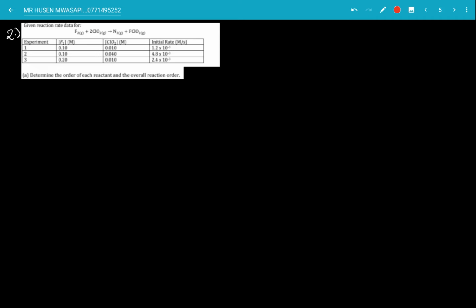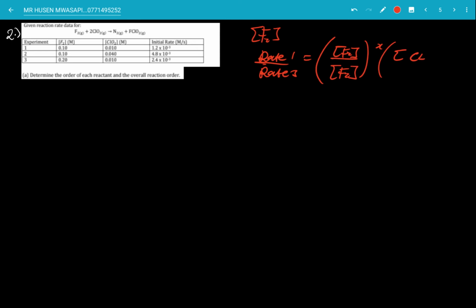So to determine the order of each reactant, we begin with the order of F2. Let's look for the ones where only F2 changed. So that's rate 1 and rate 3. So we'll say rate 1 over rate 3 for F2. This will give you the concentration of F2 over the concentration of F2 to the x, times the concentration of ClO2 over the concentration of ClO2, to the y.